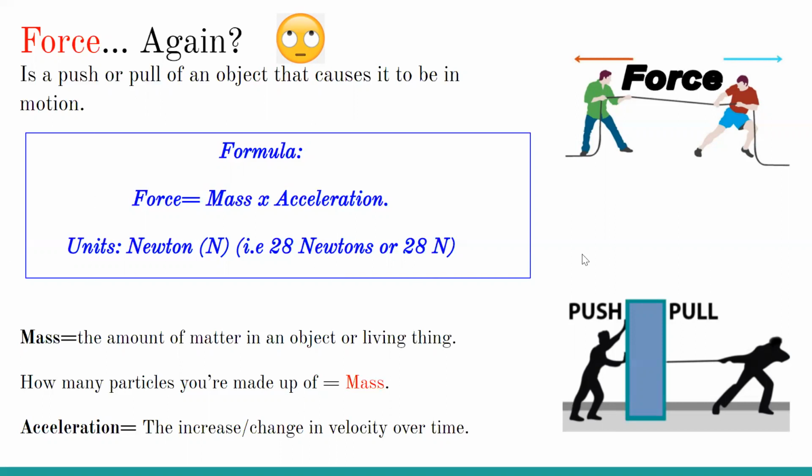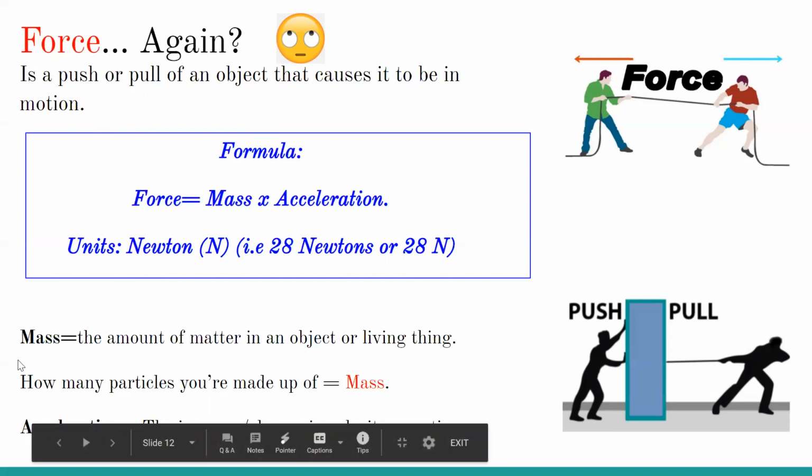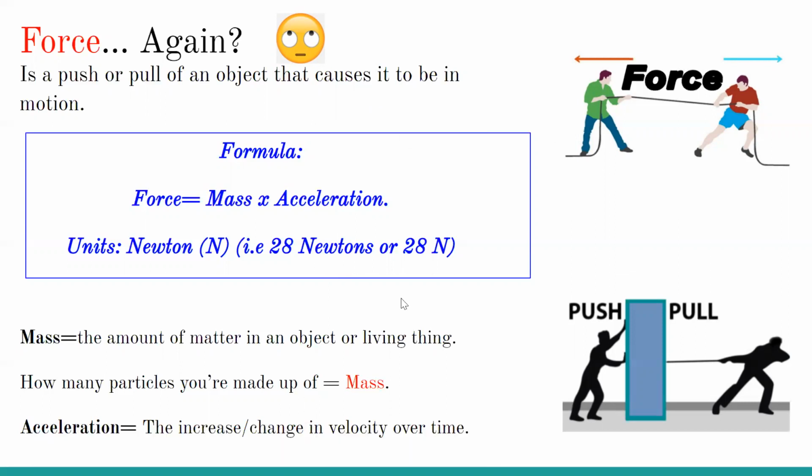So let's get back into this. I want you to understand the difference. Mass is the amount of matter in an object or living thing, how many particles you're made up of, right? And then we know that acceleration is just the change of velocity over time. Now let's look at this, what is this called again? Formula. So the formula is mass times acceleration, but the units here are always Newtons. If you have more than one, which we usually do, you're going to put Newtons, obviously, ELA lesson, right? Or if you're just super lazy and don't want to write things out, 28 N, right? All right, great. So let's put this into play.